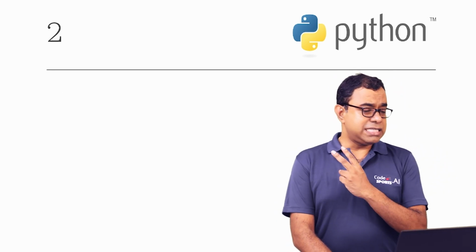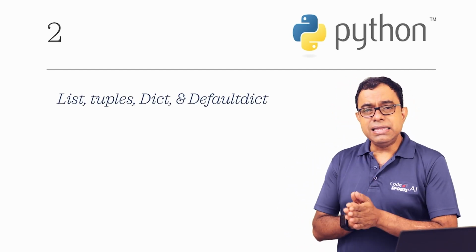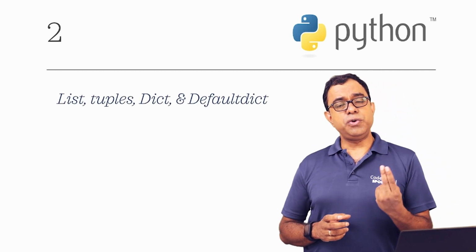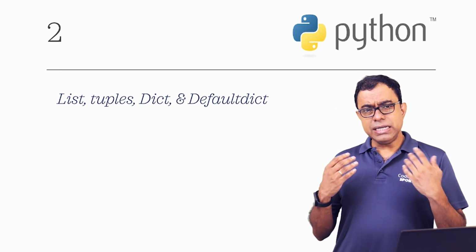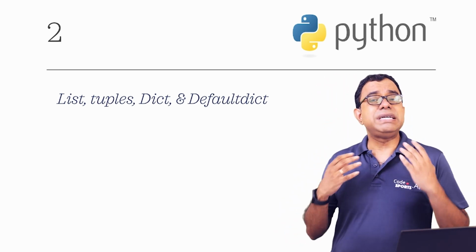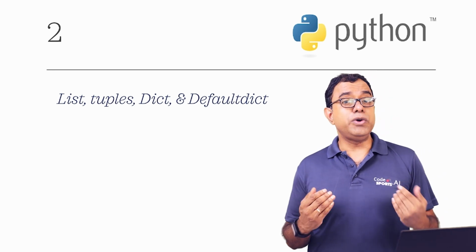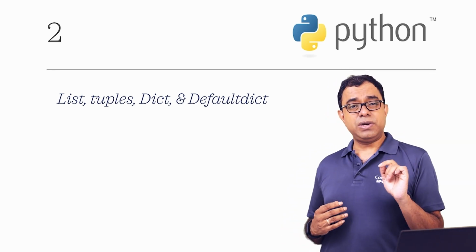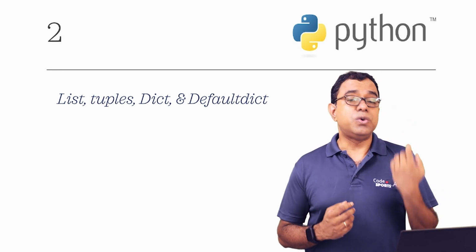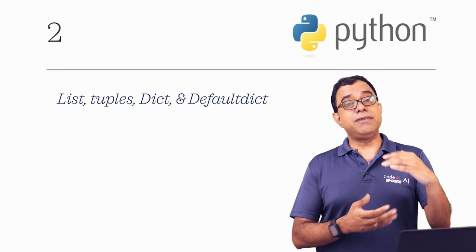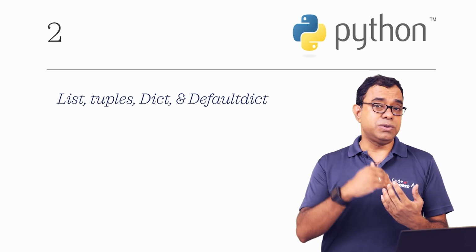Let's talk about the second thing. Second thing is list, tuples, dict, and defaultdict. Okay. Now you can consider these four things as basic data structures which will help you to hold data in your program. Remember, in all the programs, you need a place to hold data, right? To keep data while you do some execution on those data.